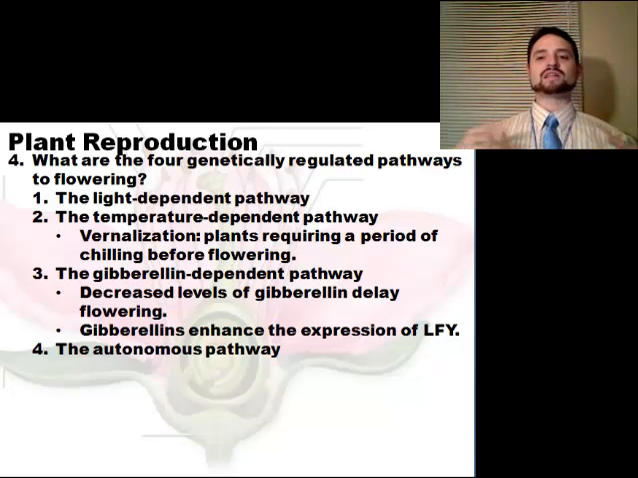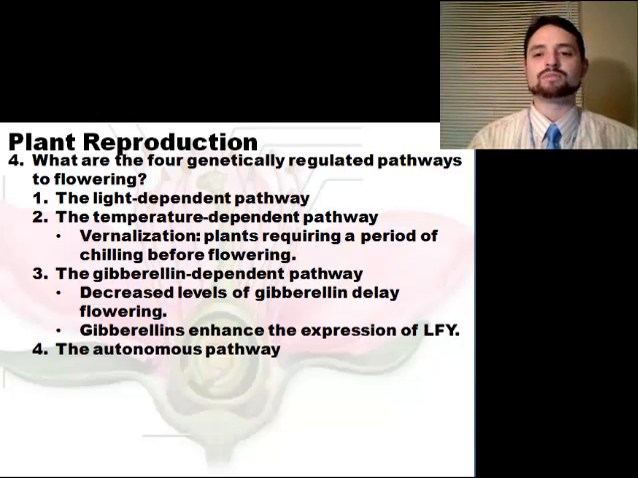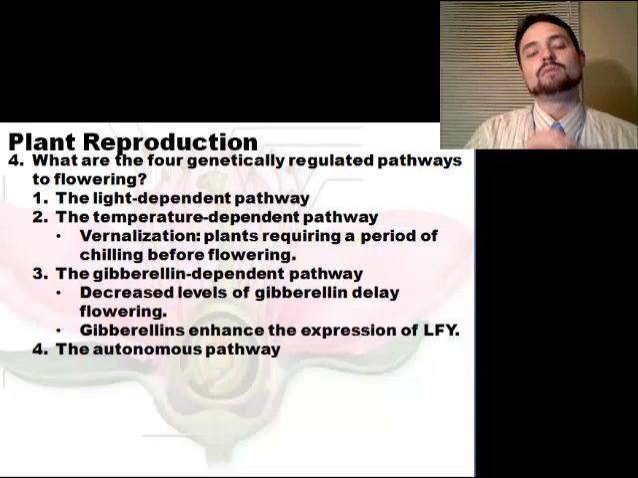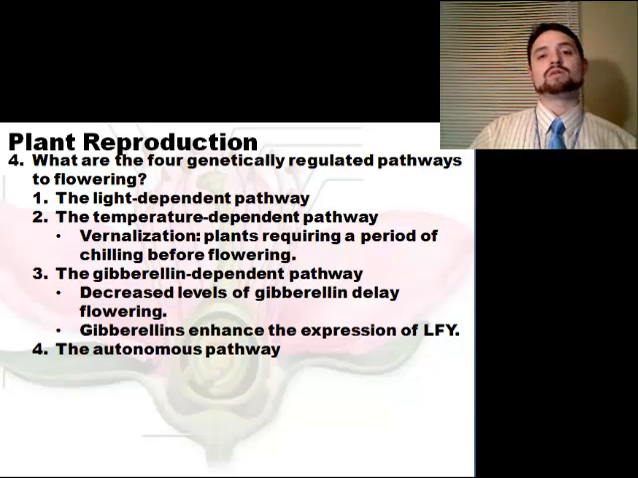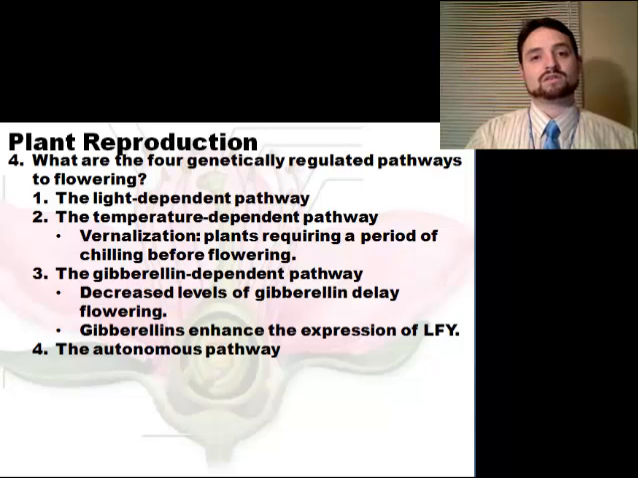What are the 4 genetically regulated pathways? We looked at light dependent, now we're looking at the temperature dependent pathway. Some plants have a process called vernalization. In vernalization, plants require a period of chilling before flowering. So this could be either spring or fall, but it has to go through a period of time where it gets a cold temperature before it will flower.